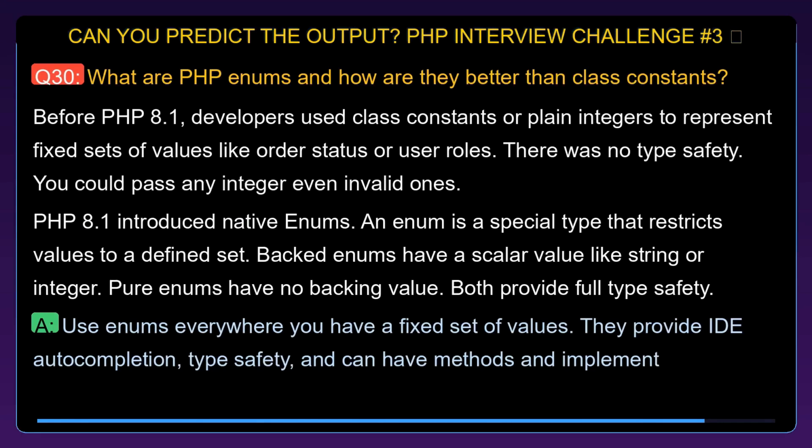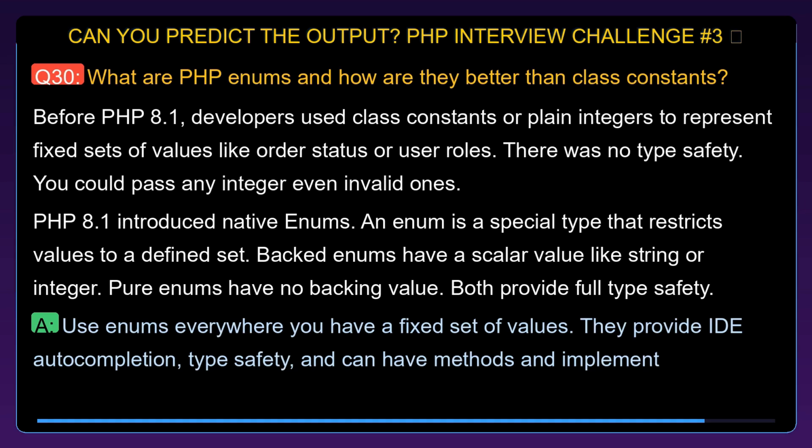Q30. What are PHP enums and how are they better than class constants? Before PHP 8.1, developers used class constants or plain integers to represent fixed sets of values like order status or user roles. There was no type safety. You could pass any integer, even invalid ones.